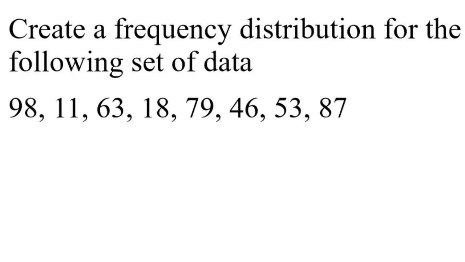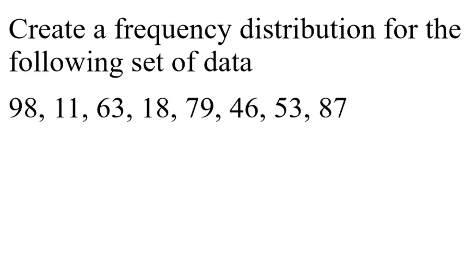It's a small set of data. I mean, small in the sense that there's not very many. There's only 8, I think, here. But it's 98, 11, 63, 18, 79, 46, 53, and 87. So the first thing I do is I put it in ascending order, or from least to greatest.